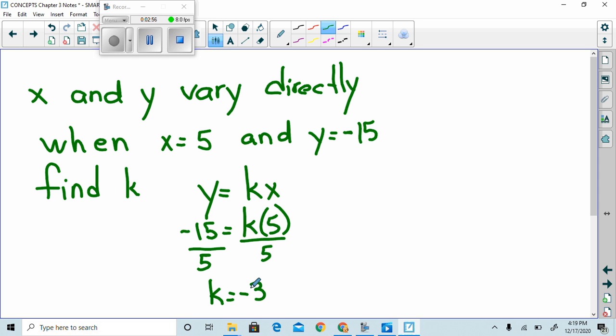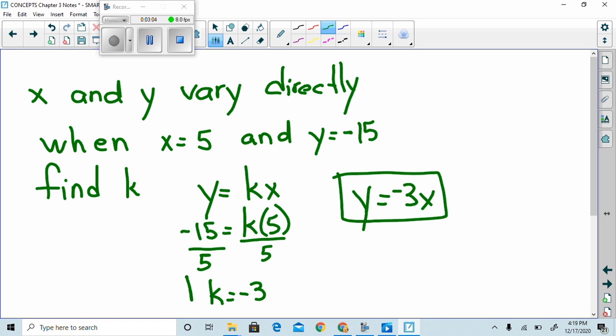Now that I have my constant, just write it in the equation. Y is equal to -3x, where the constant of variation was -3. A quick graph of this model of direct variation starts, as all of these do, at the origin. We'll count down 1, 2, 3, and over 1. And there's my point. There's my line.